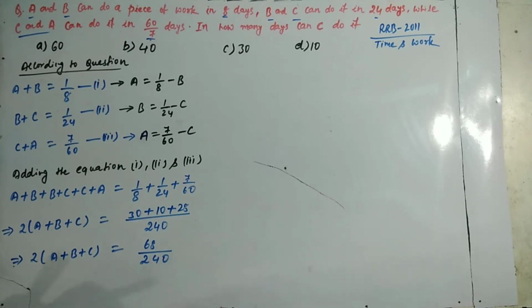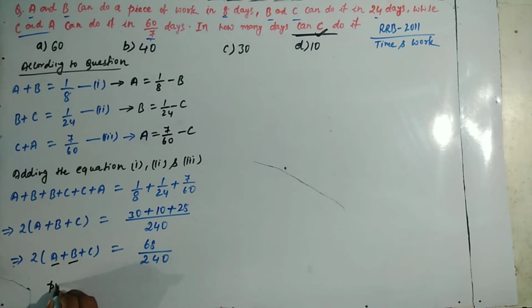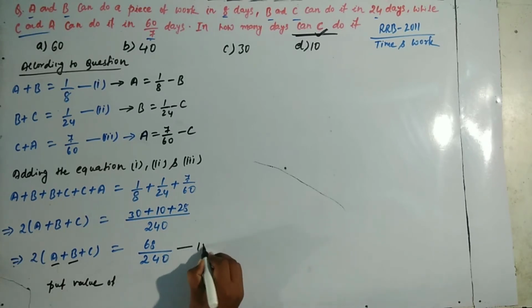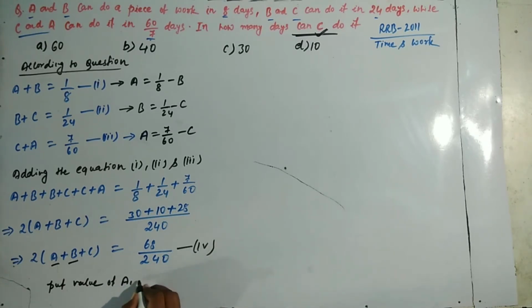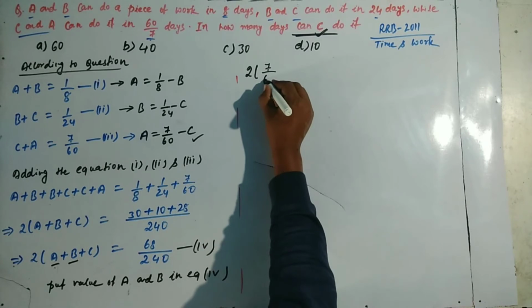Now we have to find the value of C. So put the values of A and B in the equation. Suppose this is equation 4. When we put the values of A and B in equation 4, we find the value of C. Then the equation will be 2 into the value of A in terms of C, because we have to find the value of C.